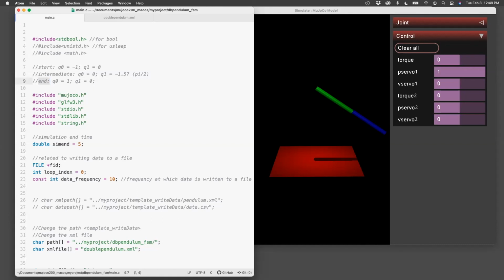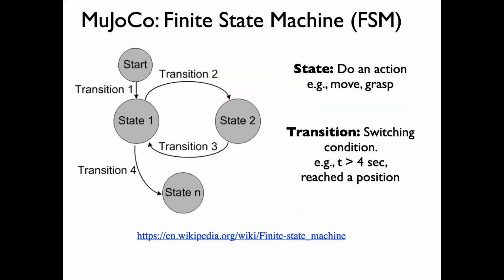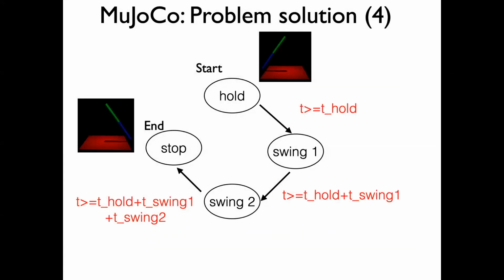So the way I recommend doing this is through what is known as a finite state machine. Okay, so what is a finite state machine? It's basically a machine which saves states and decides when to transition from one state to another. What I'm going to do is, this is the start state. I'll call that hold state. After a certain time, and T hold is a parameter I'll define, let's say 0.5 seconds, I will initiate the swing phase where it is going from the extreme position to the middle position. Okay, so that will happen for some time T swing.